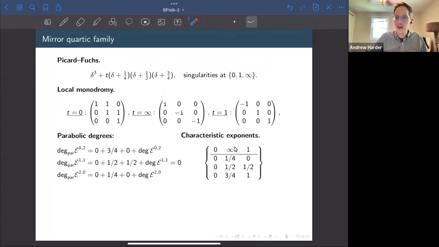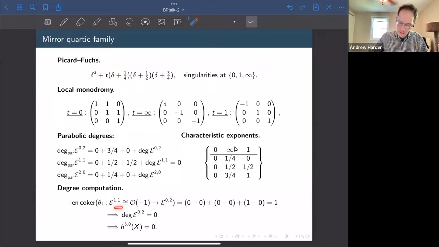Then I can use the characteristic exponents of this Picard-Fuchs equation to get the length of the co-kernel of the Kodaira-Spencer maps. That'll give me something here. I do this computation as I see here, and I find that the length of this co-kernel is 1. Consequently, the degree of E02 is 0. So H1 of the trivial line bundle on P1, of course, is 0, and that tells me that H30 of the mirror quartic family is 0.